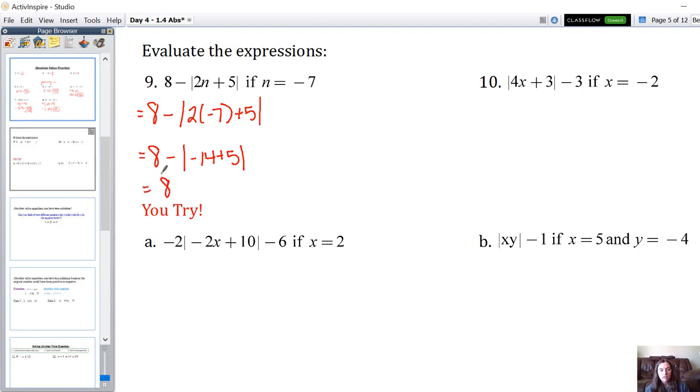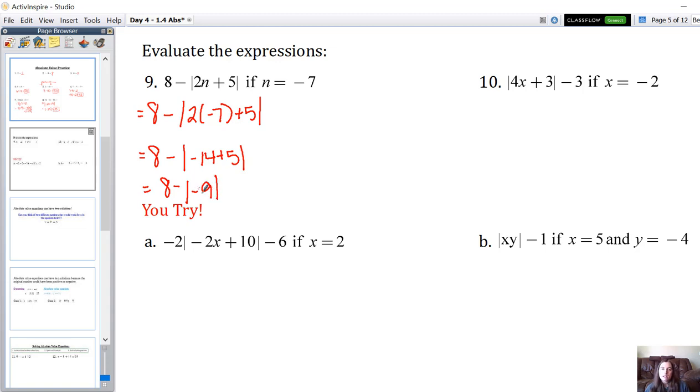Keep on simplifying. If you can do all of this in one step, that's great. I'm going to do it in as many steps as we need. We've got negative 14 plus 5, which means we're getting closer to 0. So we've got the absolute value of negative 9.